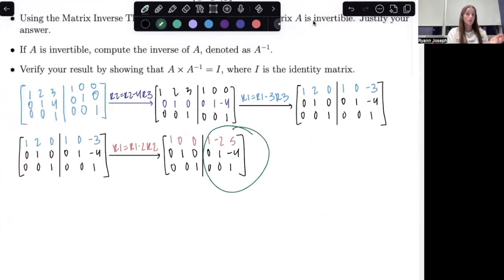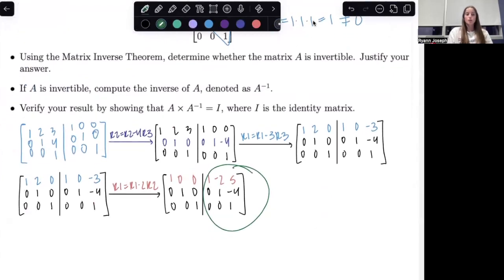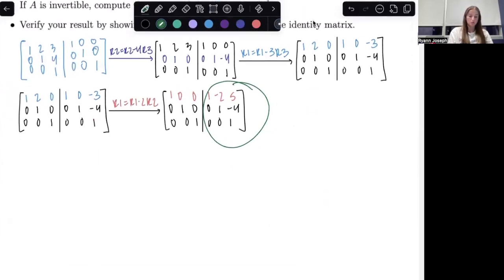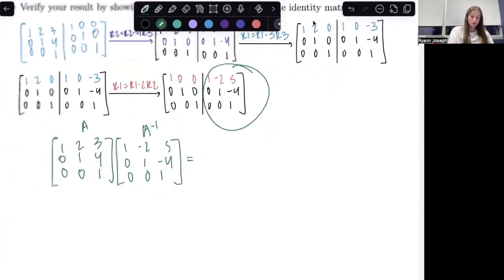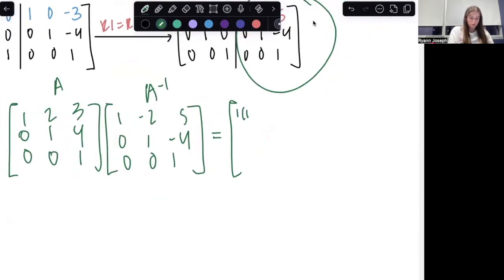We know all this because the determinant is not equal to 0. The last thing is they want us to verify the result by showing that A times its inverse is equal to the identity matrix. We know that's going to be true. So here is A, 1, 0, 0, 2, 1, 0, times its inverse, with 5, 0, 1, negative 4, 0, 0, 1. We know this product is going to equal the identity matrix, but we can verify it for funsies. Row times column.